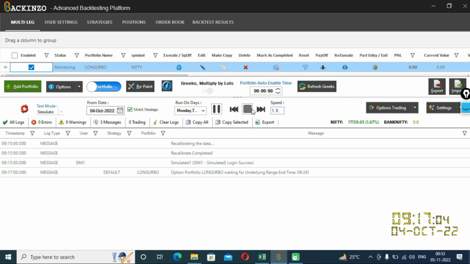I'll just increase the speed so that I can show you, because see, my entry time was 9:17 and at 9:17 it is waiting for the range end time, that is set at 9:26. So it will wait for the range end time. The high and low price will be checked at the range end time. So right now the clock is at 9:19. I'll increase the speed so that I can quickly show you the high and the low price of it.